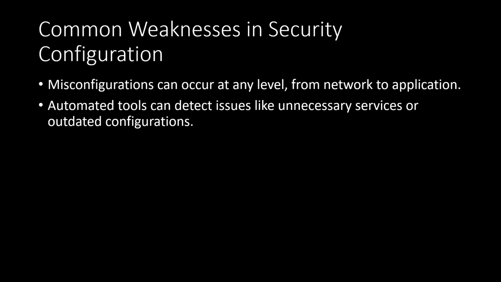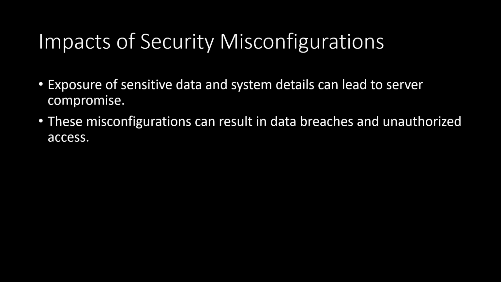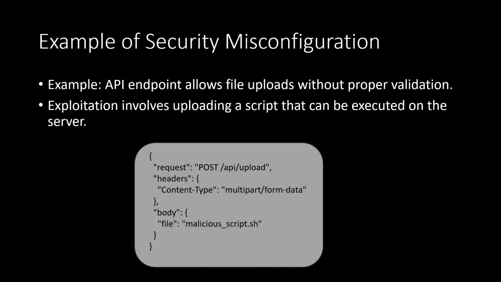Automated tools are available to detect and exploit these issues, identifying unnecessary services or outdated options. The impacts of security misconfigurations can be severe. Exposure of sensitive data and system details can lead to full server compromise, resulting in data breaches and unauthorized access to critical systems. Let's consider an example where an API endpoint allows file uploads without proper validation.